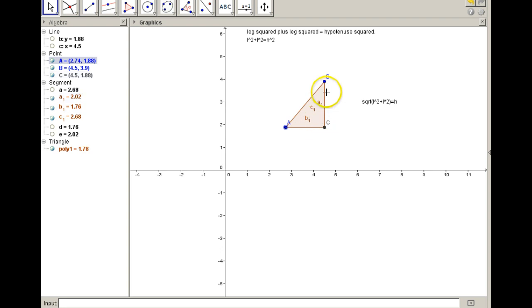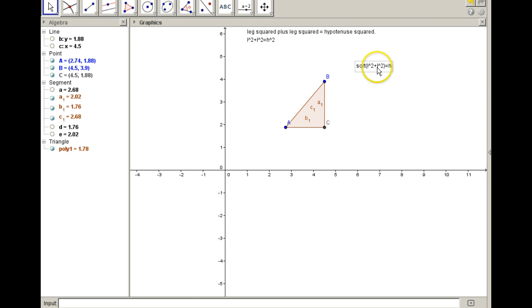Then we're going to find this leg here the same way, only we're subtracting the y's. In this case, segment A1 measures 2.02. That's the difference between the y value of B and the y value of A. The y value of B is 3.9, the y value of A is 1.88, and the difference is 2.02. That is the length there between 3.9 and 1.88.